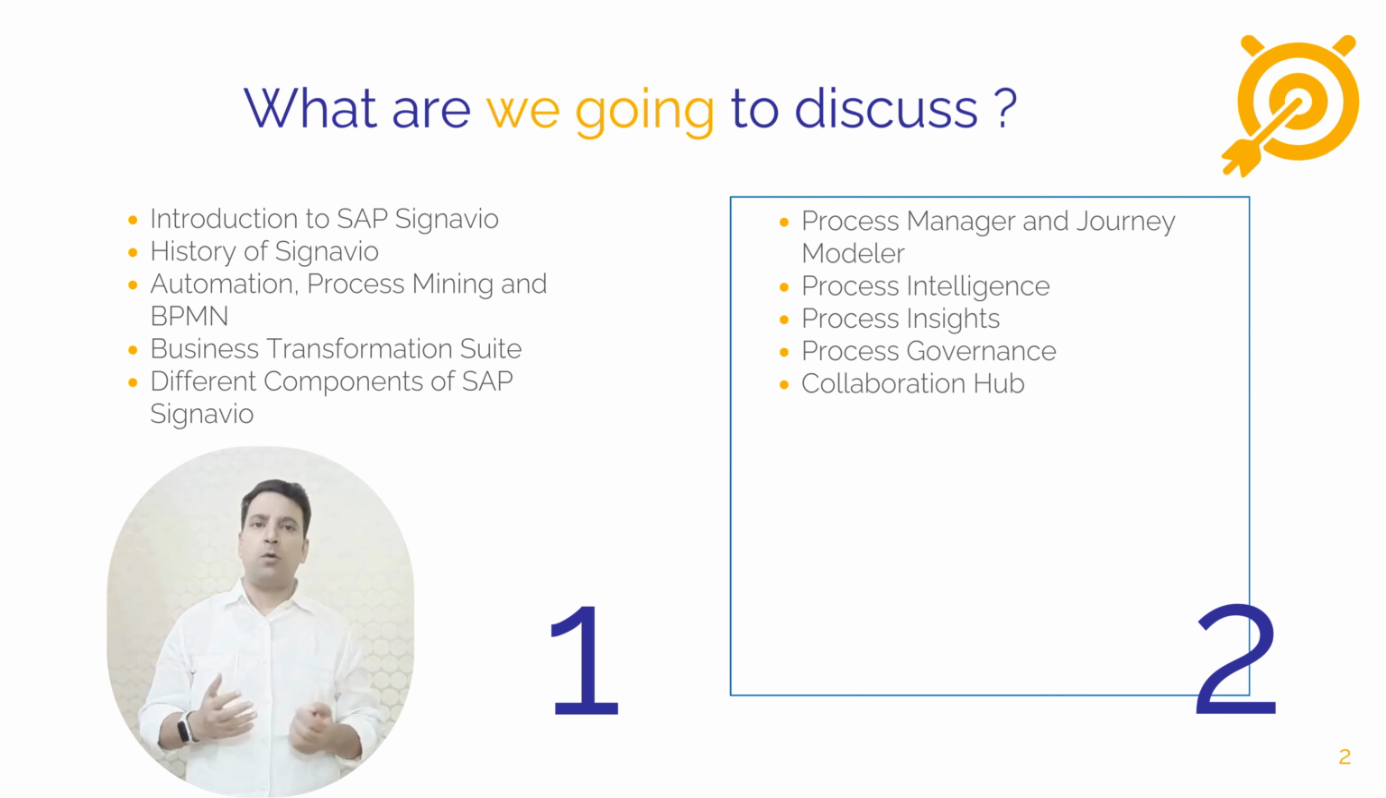We are going to have a quick introduction to SAP Signavio. We will quickly go into a brief history of SAP Signavio. We will quickly touch base on the topics of automation, process mining, and BPMN. We will talk about the business transformation suite provided by SAP Signavio. We will touch base on the different components of SAP Signavio, which include Process Manager and Journey Modeler. We will give a quick introduction to process intelligence, process insights, process governance, and the process collaboration hub.